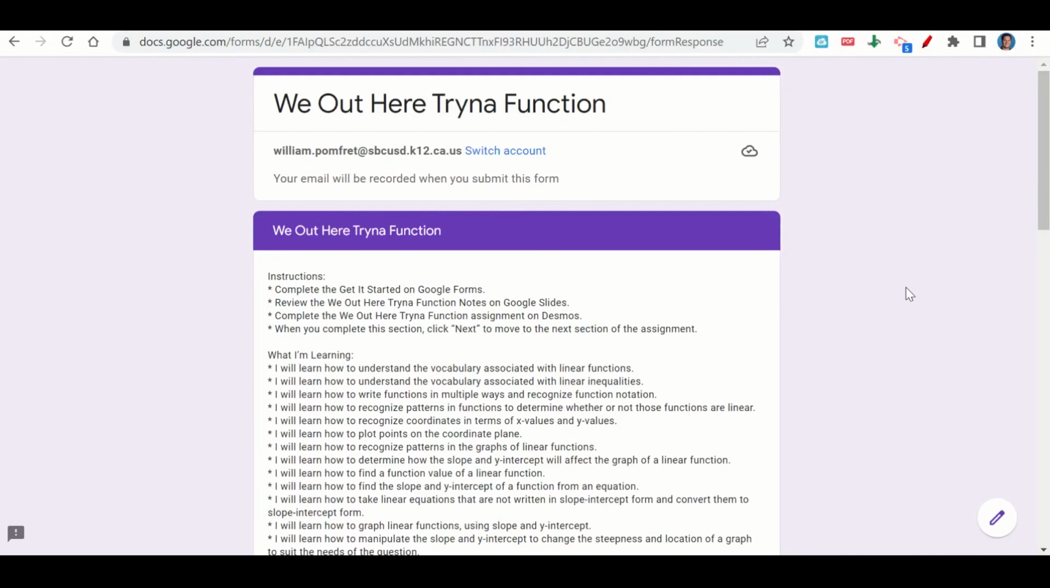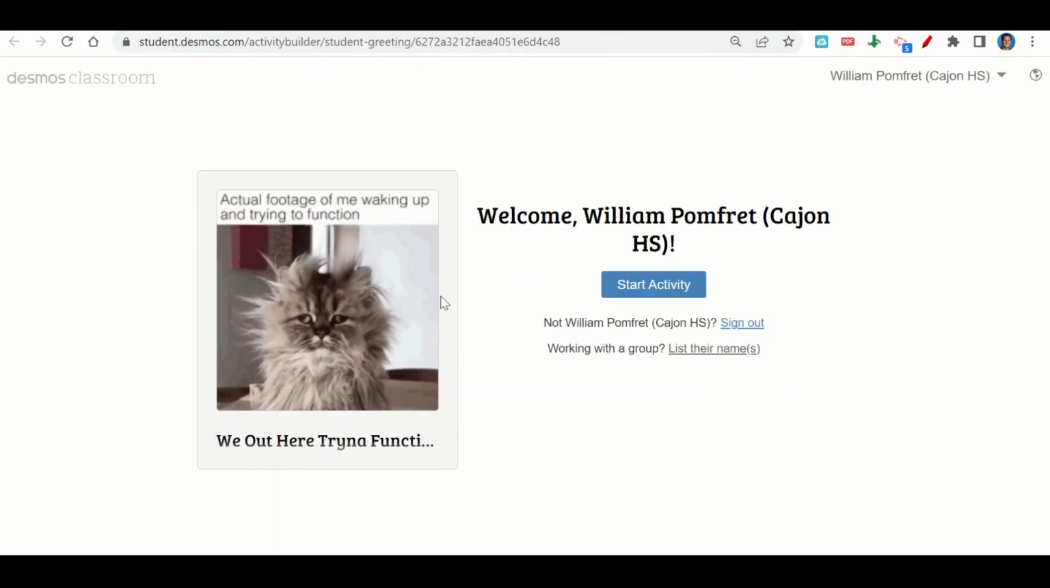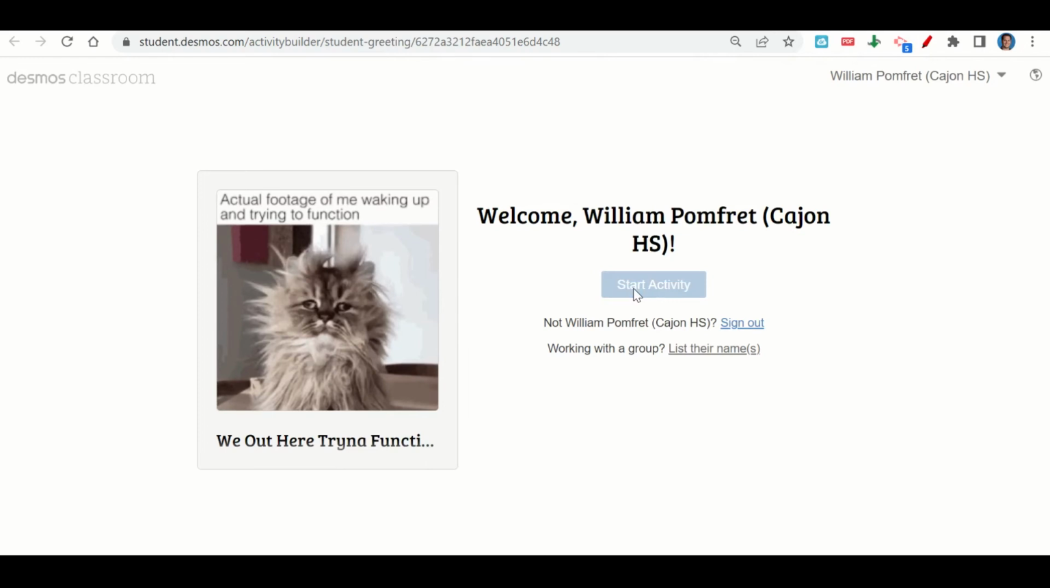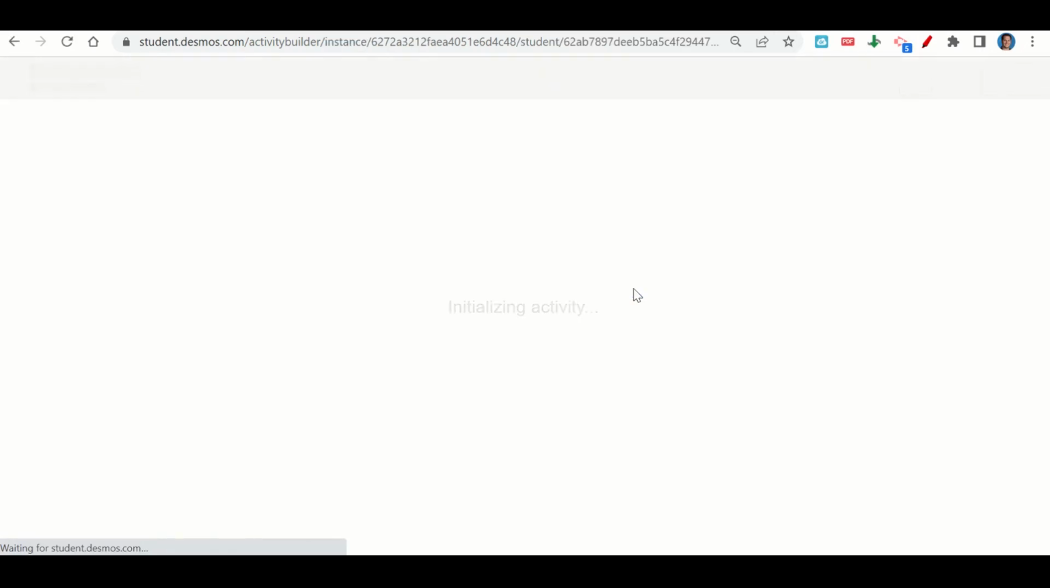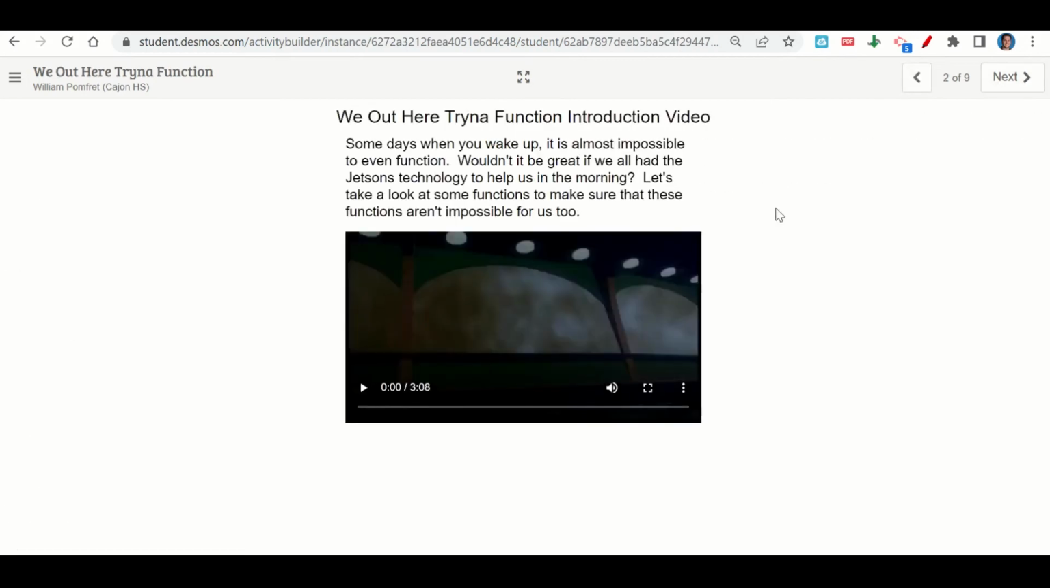Let's take a look now at the We Out Here Trying to Function assignment. The assignment begins with the learning goals and success criteria. If we scroll down, we can see the link that'll take us to the Desmos activity. When we click on that link, it should take us to a page that looks like this. We'll go ahead and click Start the Activity. The activity begins with the learning goals and success criteria. We'll go ahead and click Next. There's an introduction video here for you to watch. So go ahead and watch that video.